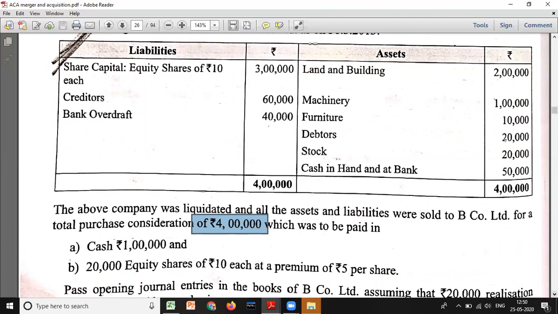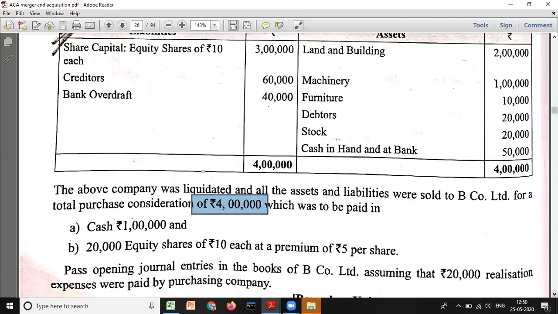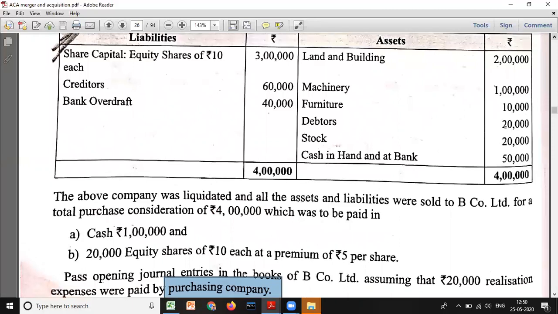Pass opening entries in the books of B Company Limited, assuming that 20,000 liquidation expenses were paid by the purchasing company, and the expenses are paid by the purchasing company. That means you have to record this entry in incorporation entries. Okay. This has been asked in 2013 and 14.